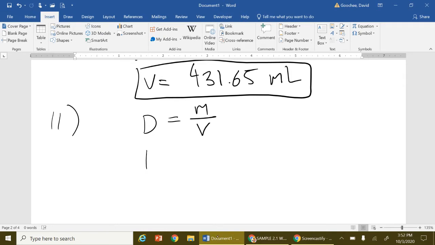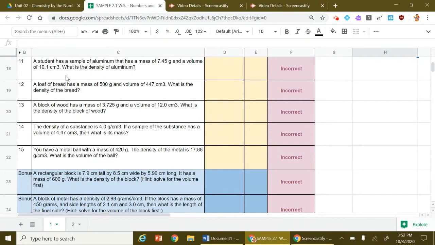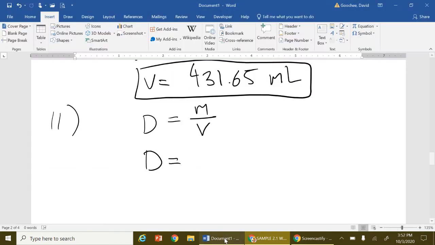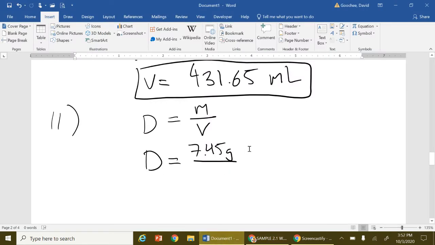In this case, we know the mass. The mass in grams in this problem, just double checking, is 7.45 grams. We know it's the mass because they say mass, but also because they say grams, because grams is the unit. So 7.45 grams divided by whatever the volume was. In this case, the volume was 10.1 centimeters cubed. Centimeters cubed is a volume unit.